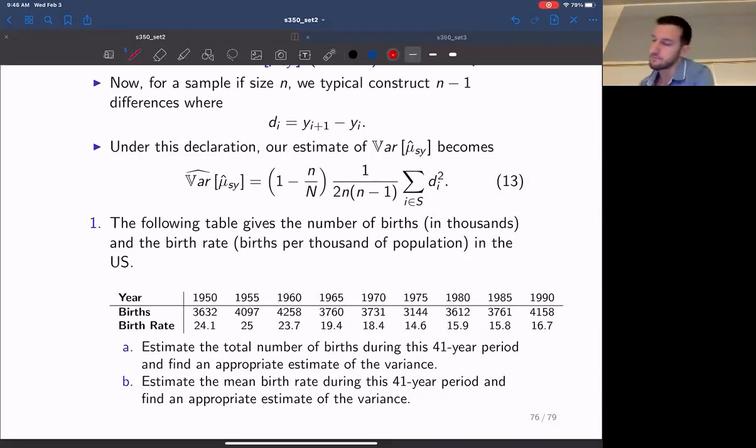So for example, the following table gives the number of births and the birth rate in the US population. Estimate the total number of births during this 41-year period and find an appropriate estimate of the variance. Estimate the mean birth rate during this 41-year period and find an appropriate estimate of the variance.